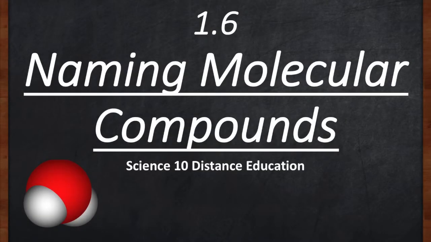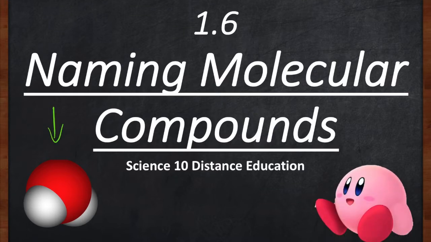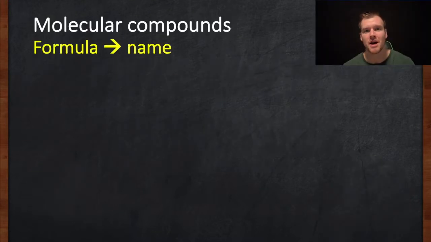Today we're looking at 1.6, which is naming molecular compounds, which I have a picture of over here, and it looks kind of a little bit like a Kirby molecule, as we have the spheres overlapping each other as they're sharing electrons. When naming molecular compounds, it's a little bit easier because this isn't going to have charges. Remember, this is sharing of electrons, not transferring them, so we don't have any ions or charges. So hopefully it's a little bit easier for you.